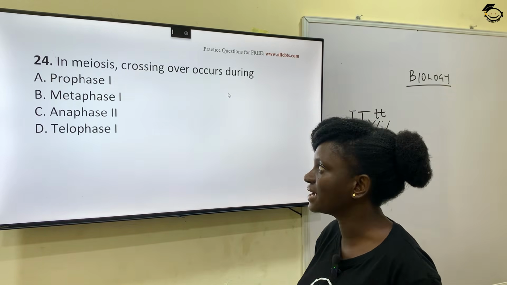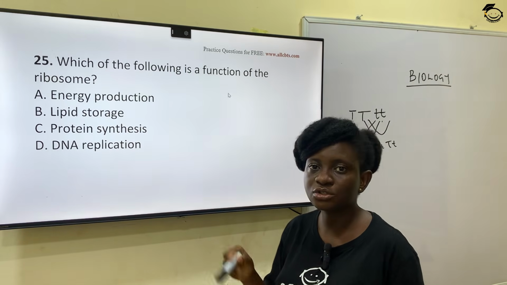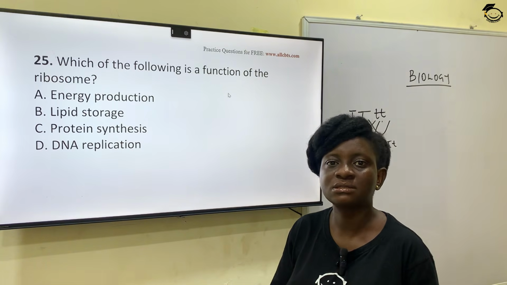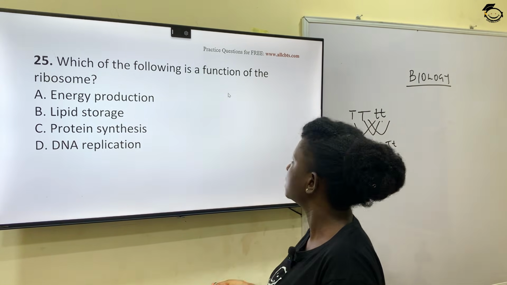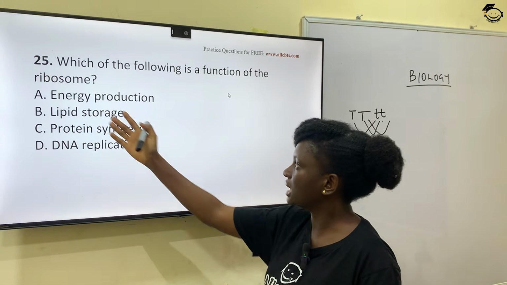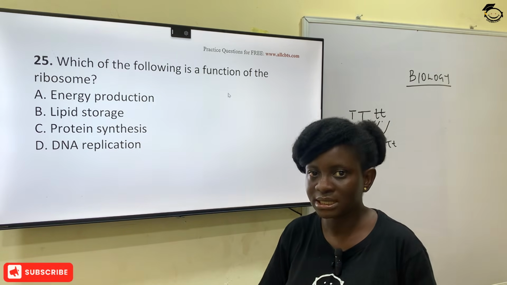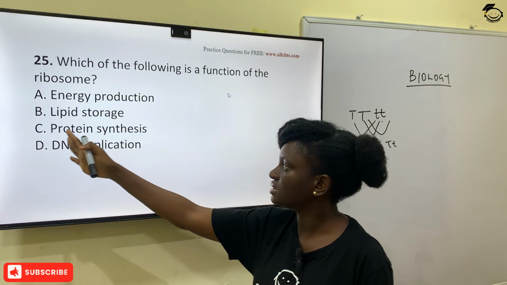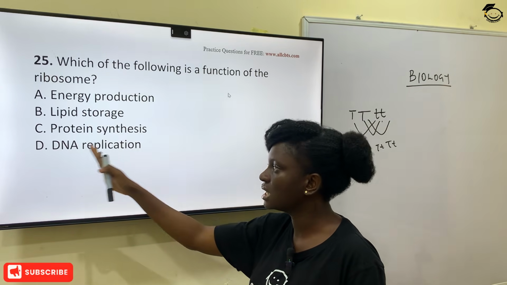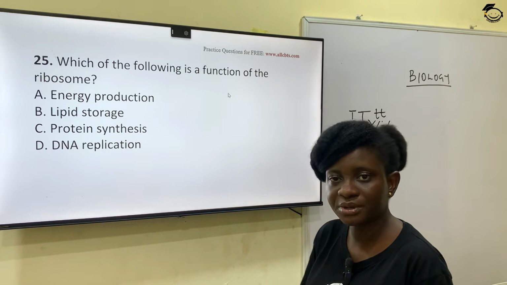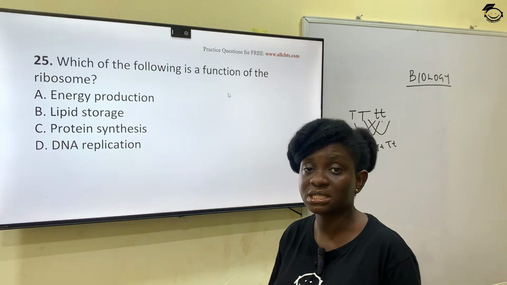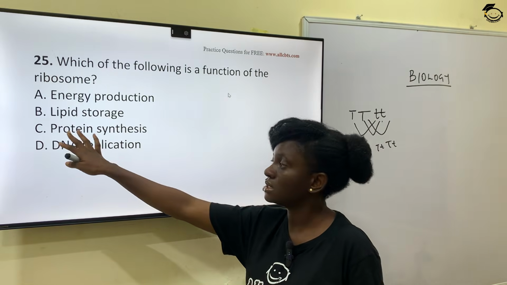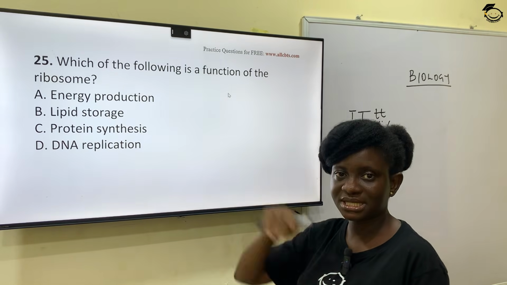Question 25. Which of the following is a function of ribosome? Ribosomes are involved in synthesis of protein. So which of these is the correct answer? Energy production, no. That is the function of mitochondria. B, lipid storage. C, protein synthesis. D, DNA replication. So the correct function of ribosome is to help produce protein, to synthesize protein. So C, protein synthesis, is the correct answer.